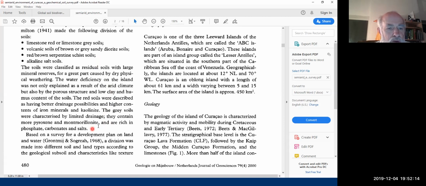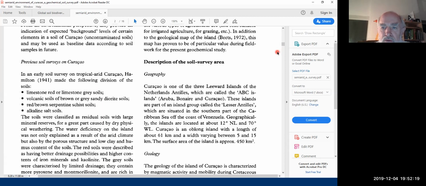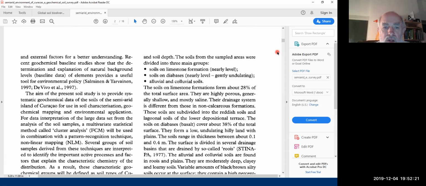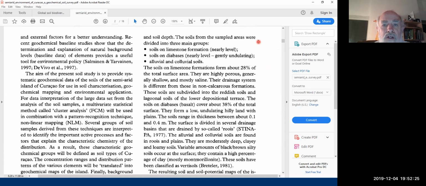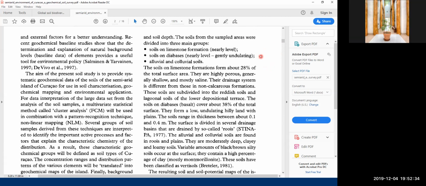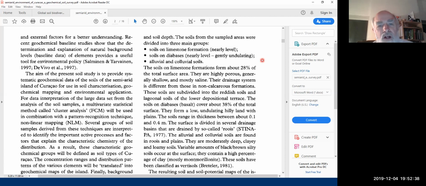So anyway, then there was another study. So the guy's doing what he's supposed to do as a scientist. He's reviewing the previous work. And then this other study from 1968 said there's soils on limestone, soils on diabase, which is yet another name for basalt. They recognize that one. And then alluvial soils and colluvial soils. So these are the erosion and deposition problem.